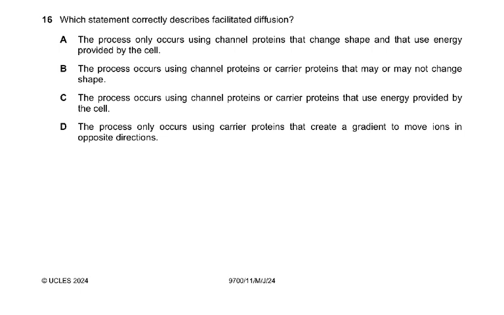Question number 16. Which statement correctly describes facilitated diffusion? Now, the answer is B. The process uses channel proteins or carrier proteins and may or may not change shape. Uses energy is always wrong. That's not facilitated diffusion. It is a passive process, does not require energy. Uses energy, wrong. And it's not in the opposite direction. It doesn't move ions in the opposite direction, it moves from a high concentration to a low concentration.